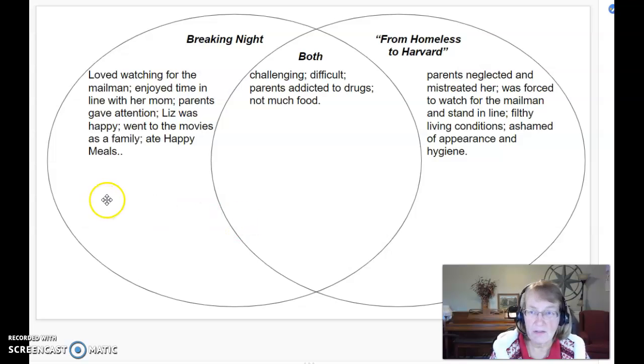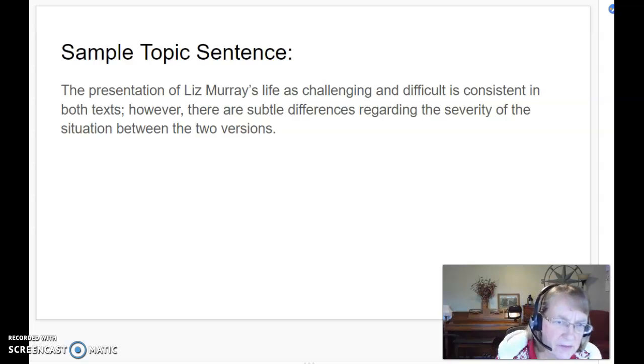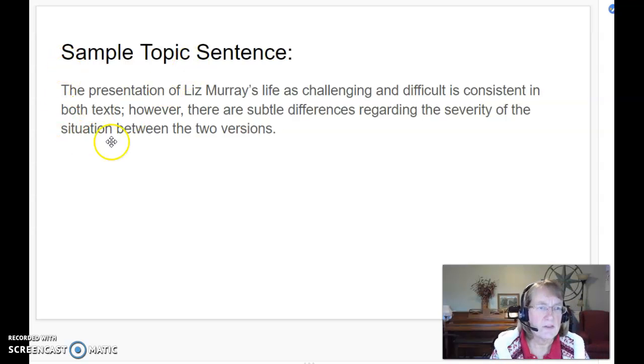And then we need to think about our topic sentence. We already started a little bit of it, but let's look back. Here's an example topic sentence, and I want to point out the important parts, okay? So, the presentation of Liz Murray's life as challenging and difficult is consistent in both texts, so that brings in our similarities. However, there are subtle differences regarding the severity of the situation between the 2 versions.